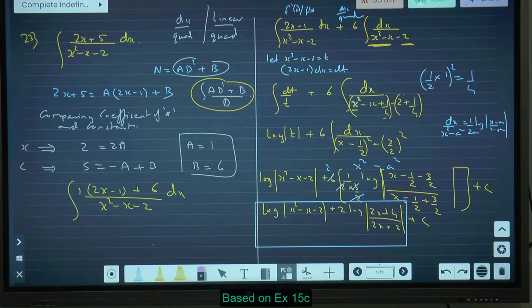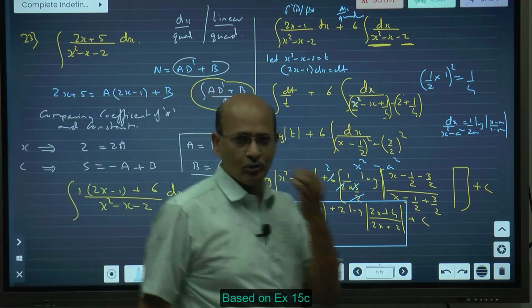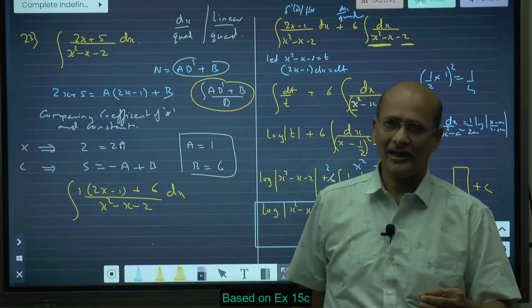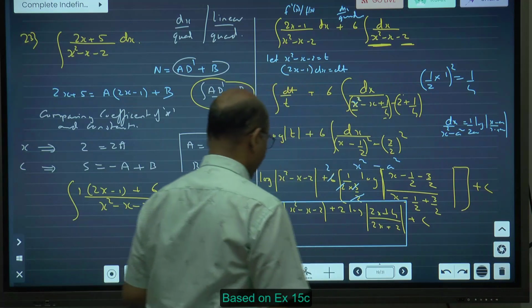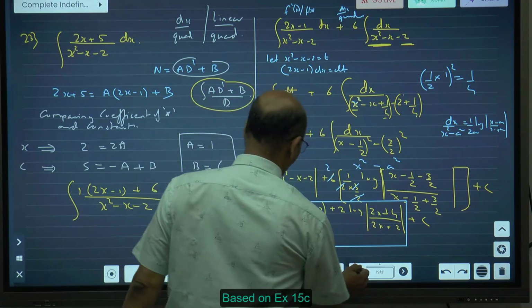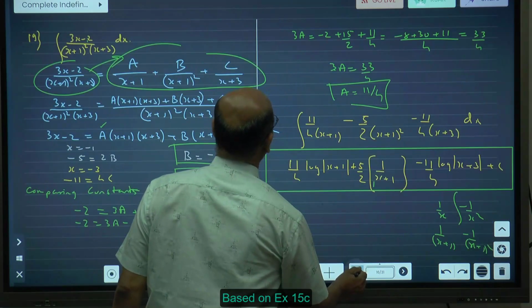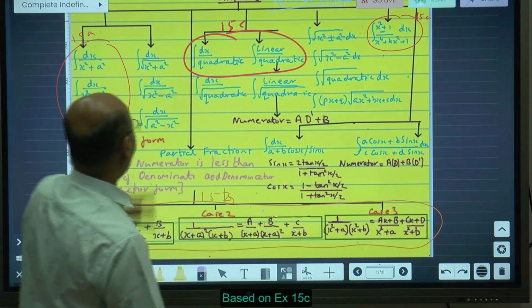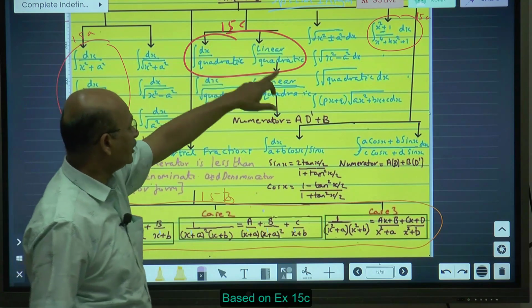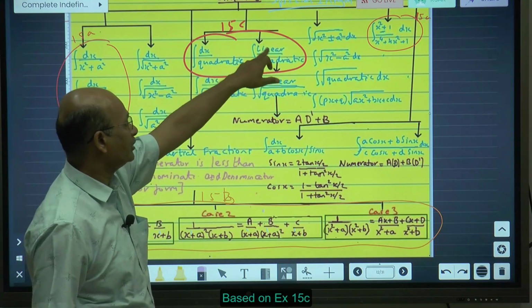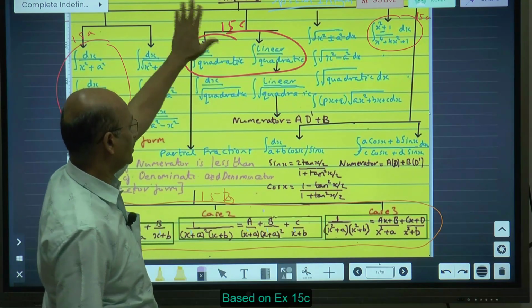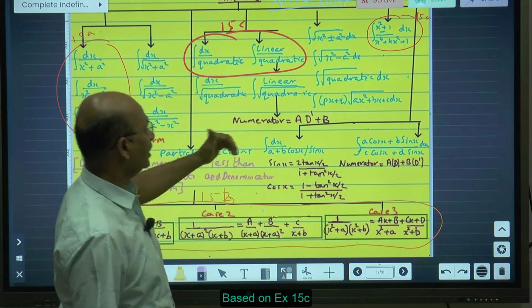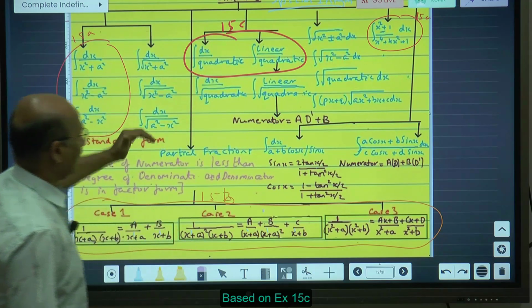So, I hope you understood how to do the sums based on dx upon quadratic and linear upon quadratic. Now, we see the next one. What is there in store? Let us see. Okay. Now, I think dx upon quadratic, linear upon quadratic, you know how it is. Linear is equal to a into derivative plus b. You finished with this. Now, we will see the by term of this type.